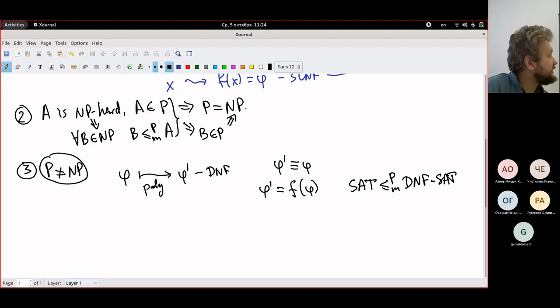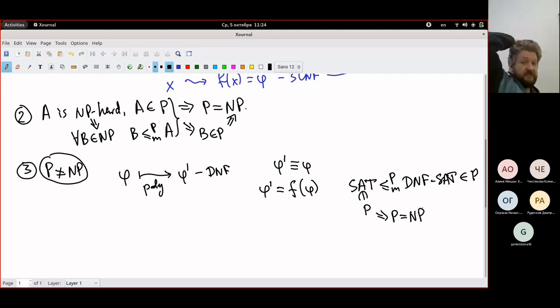And DNF-SAT belongs to what complexity class? Disjunctive normal form. Checking satisfiability for disjunctive normal form is polynomial, right? We did it in today's lecture. So this is in P, but this would mean that SAT is in P, and this would mean that P equals NP. So if there is a possibility of polynomial transformation of formulae to DNF, then this would yield P equals NP, right?